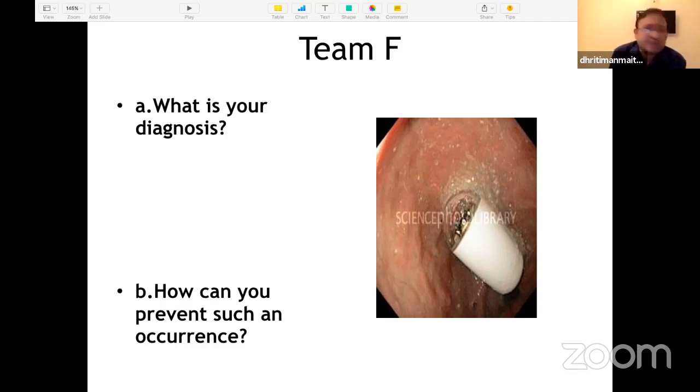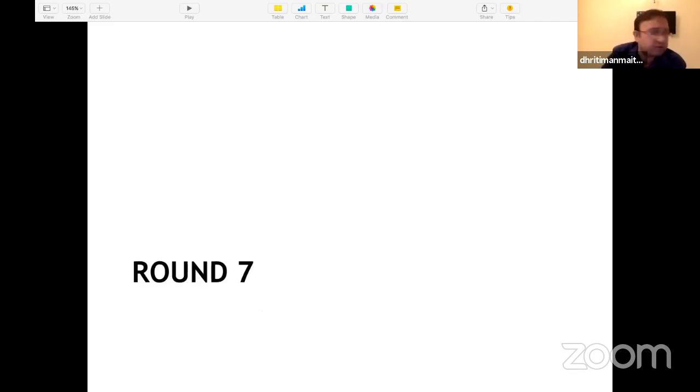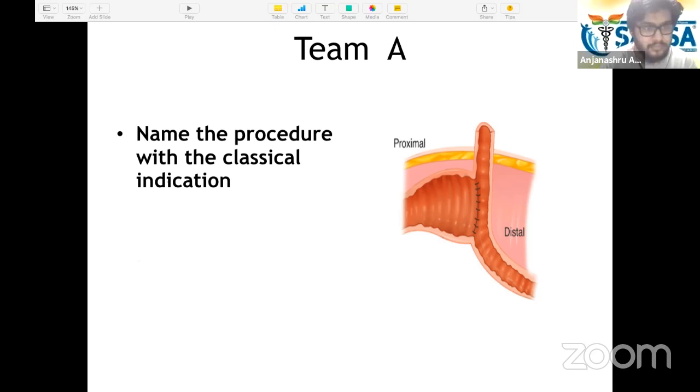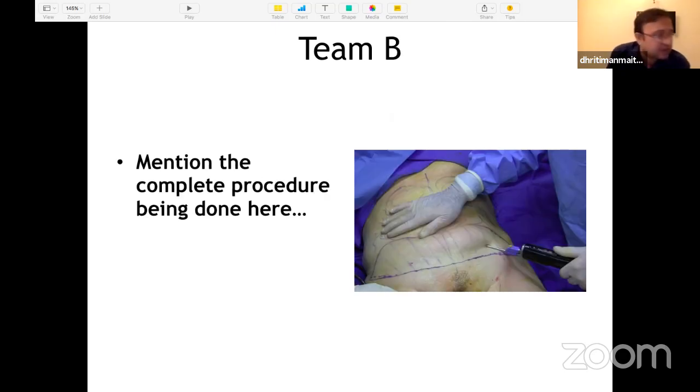So round 7, Anirban does not have a question in round 7 because he chose to answer in round 8. So we move to Mahima, who had chosen round 7. So team A's question is wasted. Team B gets this question because she had chosen round 7.